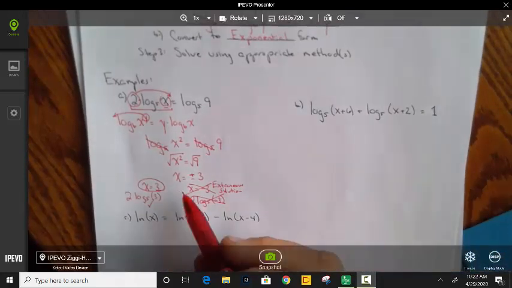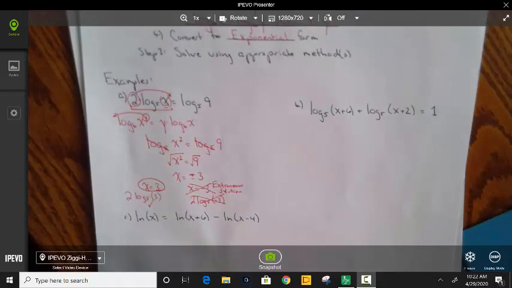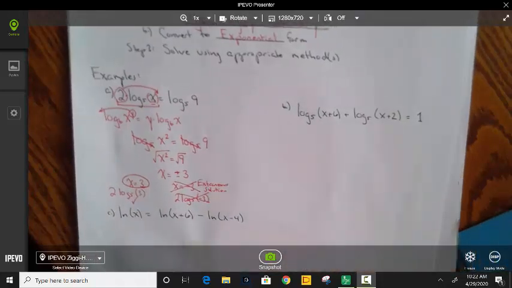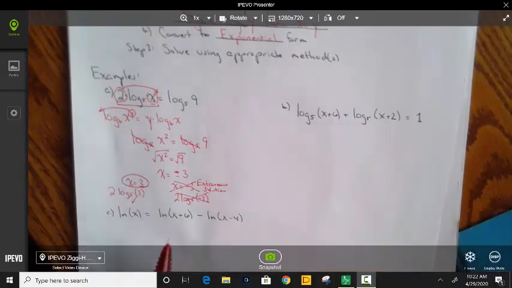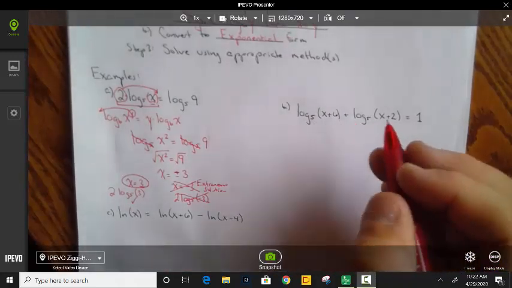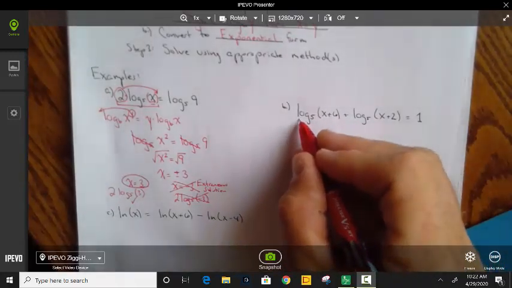So, in that case, the only answer to this problem would be positive 3. Now, if we look at this example over here, log base 5 of x plus 6 plus log base 5 of x plus 2 equals 1. The first step is to condense the logarithm.